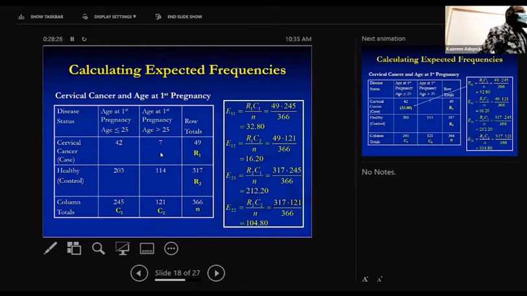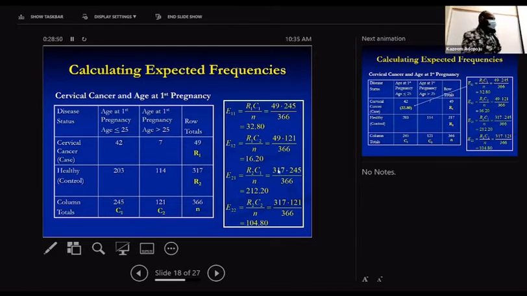Is there anyone who doesn't understand how to get the expected for each of those? Any clarification? Row total for that cell, multiply by its column total, divided by the grand total. That's what you're going to do. Because I have 4 cells, 1, 2, 3, 4, then I'm going to have 4 expected values. Take a look at that.